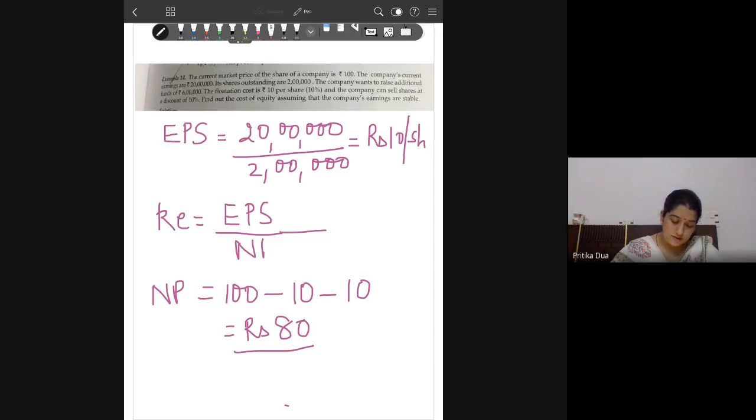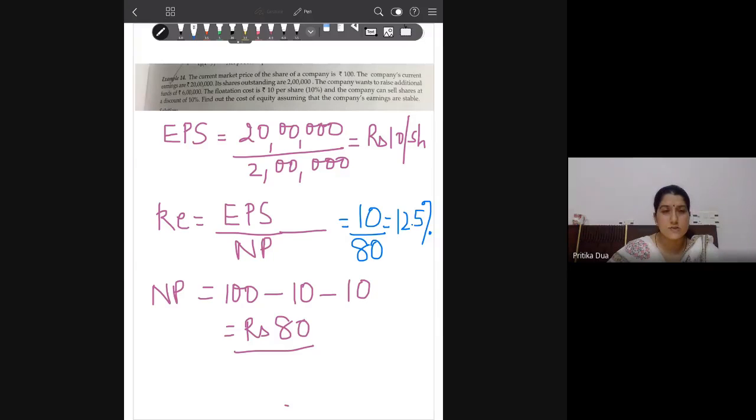So how much is the value coming to? This is 10 by 80. So 12.5. Yes, correct. 12.5% is the cost of equity. Okay. So I hope all these models are clear.